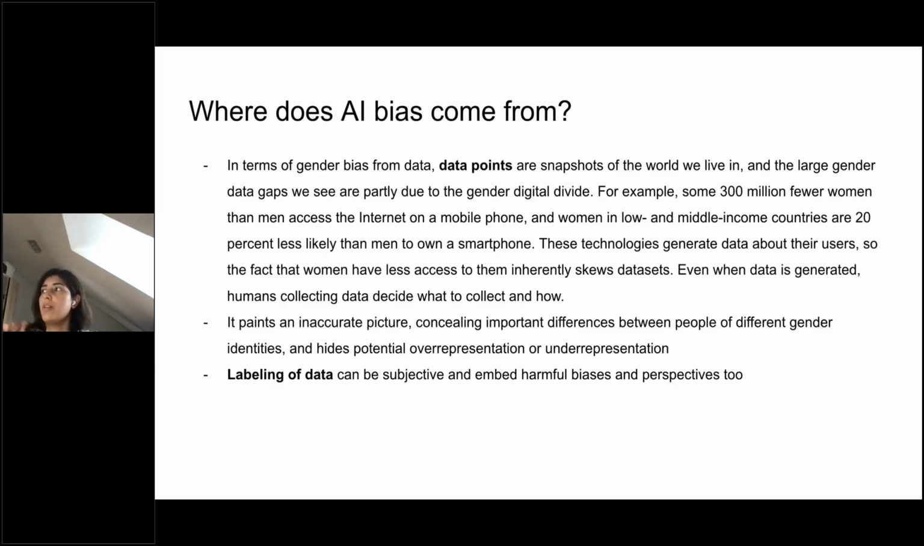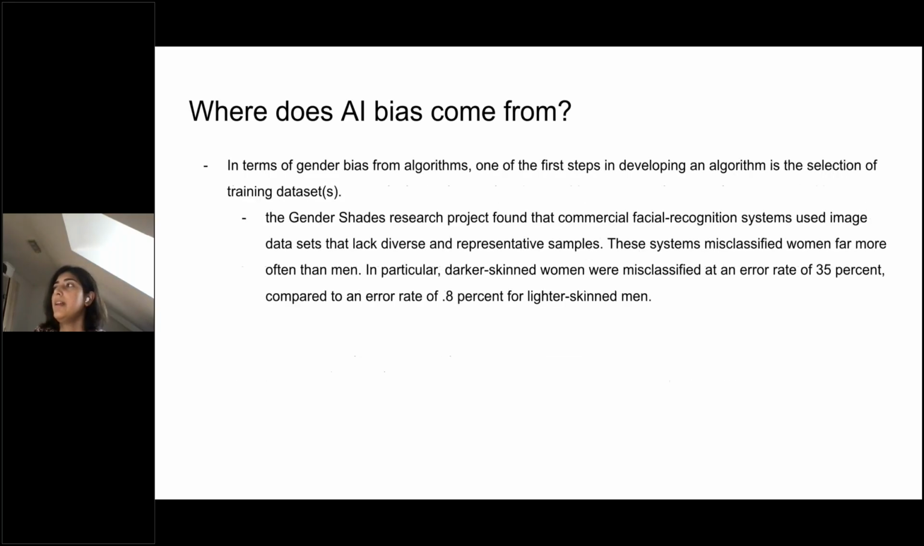So very few women in low and middle income countries even own a phone, so 20% less likely, which means that women have less access to the collection of the data as well, like the generation of the data as well, and this will inherently skew the data set. Even when the data is generated, humans collecting the data decide what to collect and how. So it's anyways painting a very inaccurate picture, concealing important differences between people of different gender identities and hiding potential overrepresentation or underrepresentation. Labeling of data, like I already said.